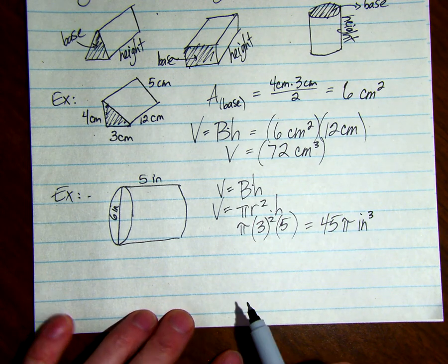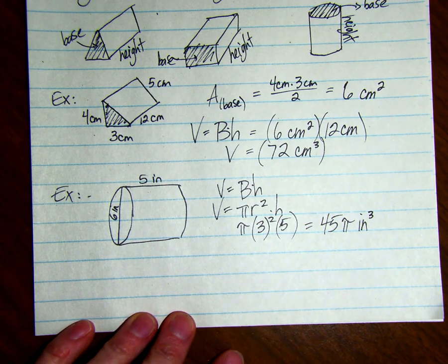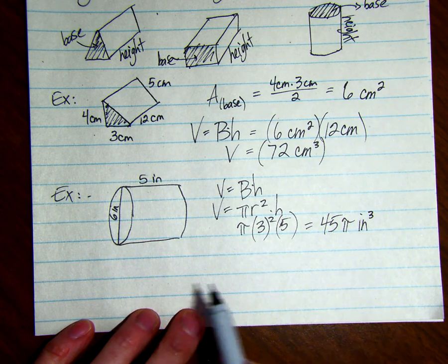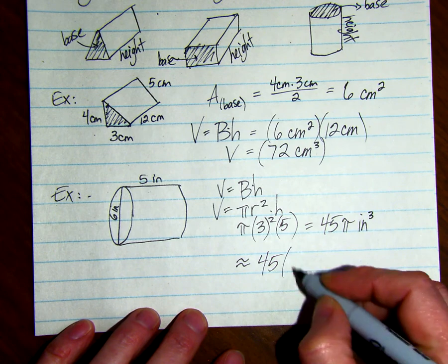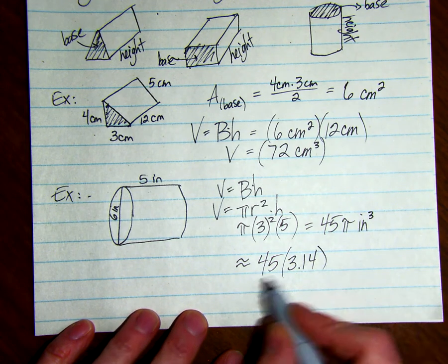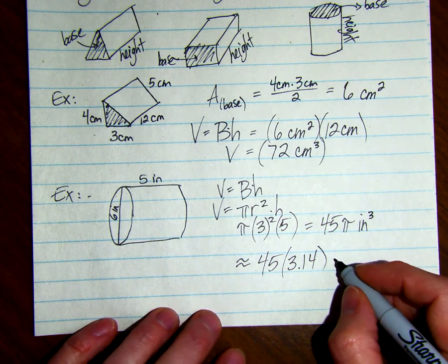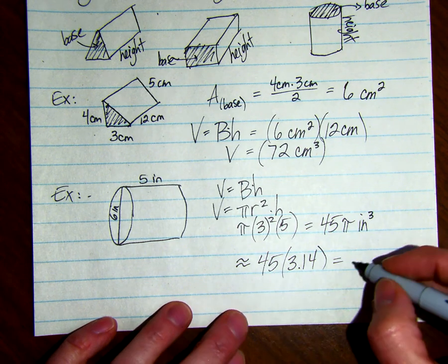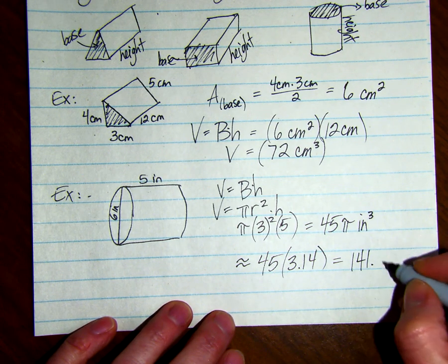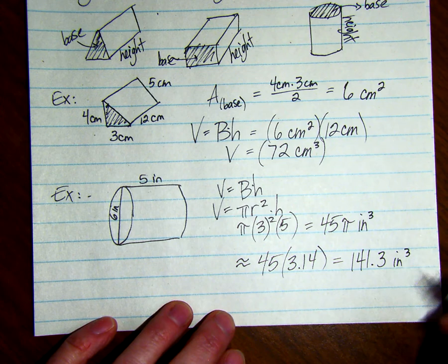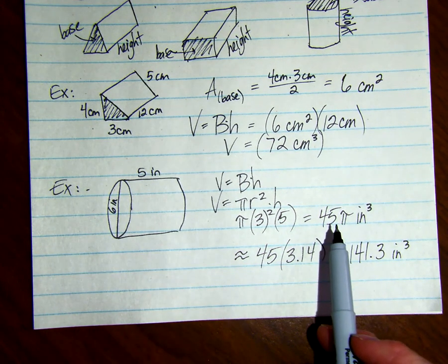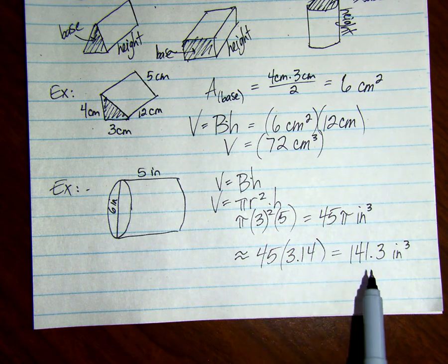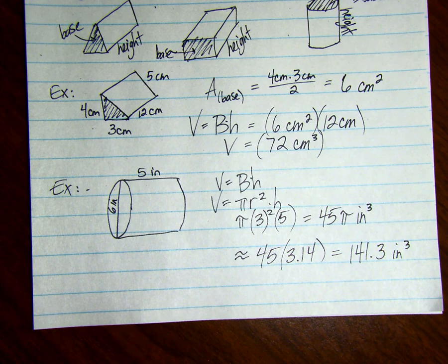Now, if we wanted to get an approximation for the volume, we would do 45 times 3.14. So this is approximate, not equal to. And 45 times 3.14 is 141.3, and then we would put inches cubed. So exact volume would be 45 pi inches cubed and approximately 141.3 inches cubed. And that's the end of the lesson.